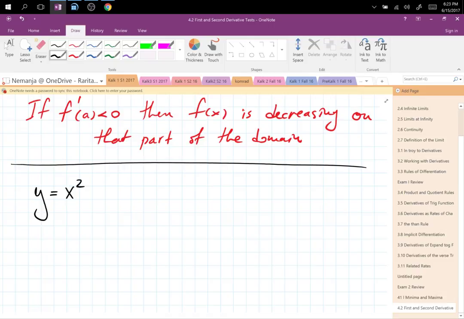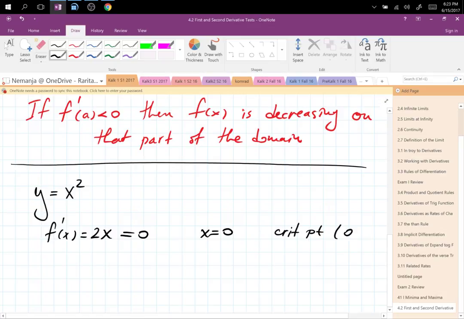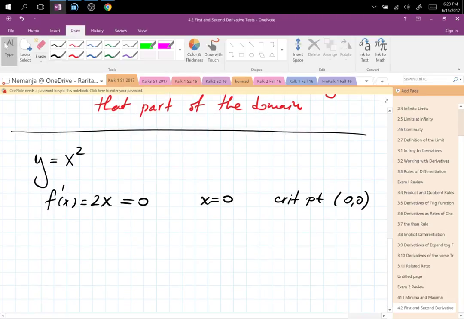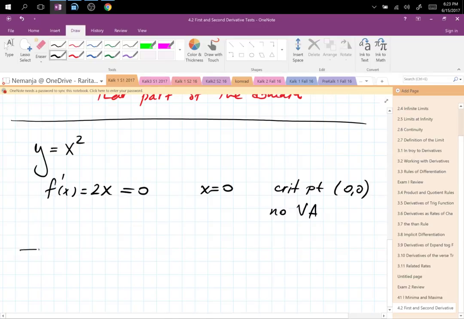What was I supposed to do? Oh, yes. We find the derivative, set the derivative equal to 0, solve the equation, and get a critical point at 0, which we all know, right? There are no vertical asymptotes in this case. We are going to partition our domain from negative infinity to positive infinity only at 0 because that's the only critical point we have. And then we choose 2 test points, one in each partition.